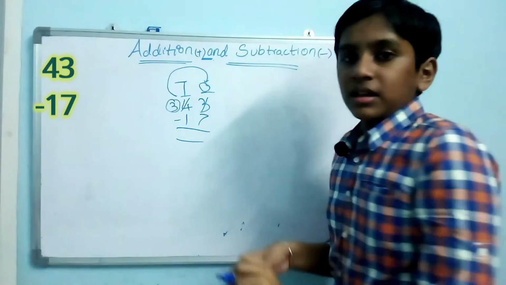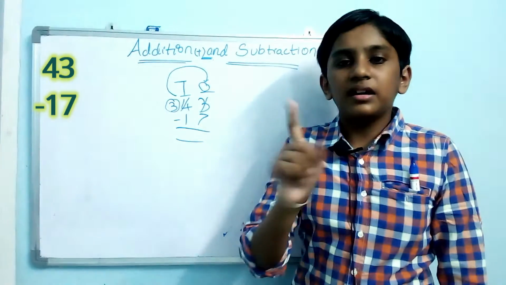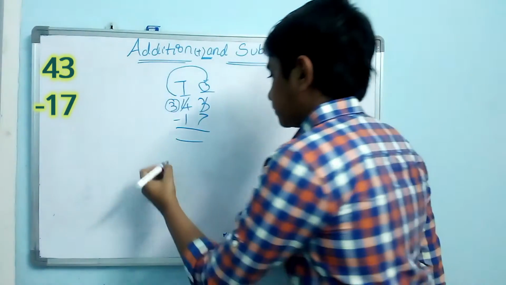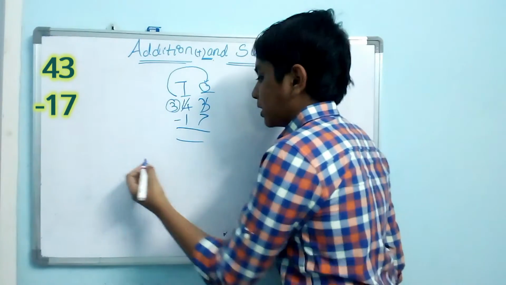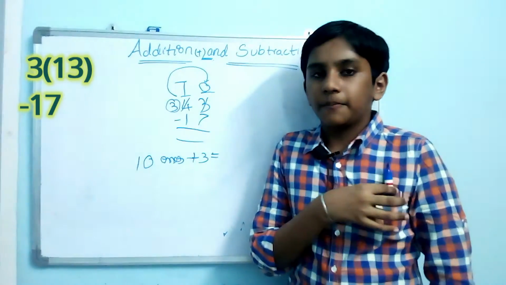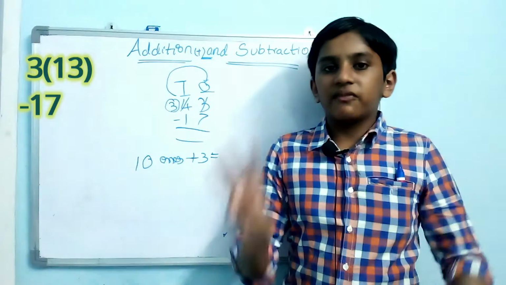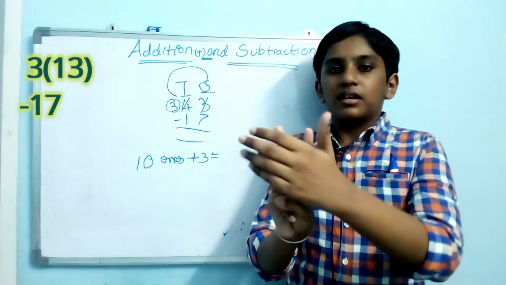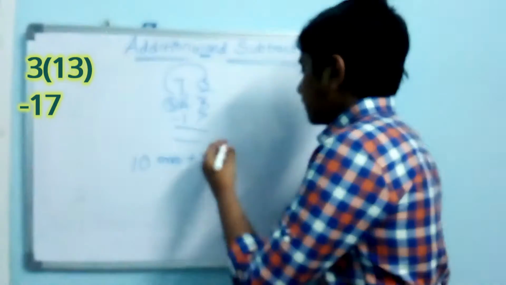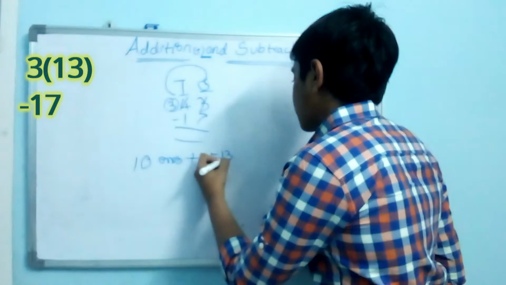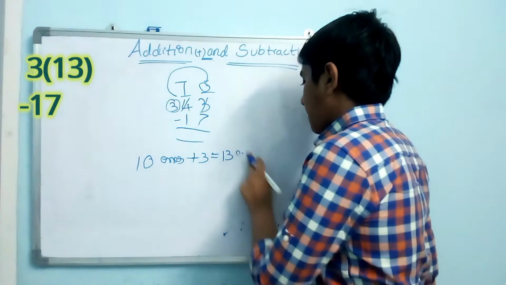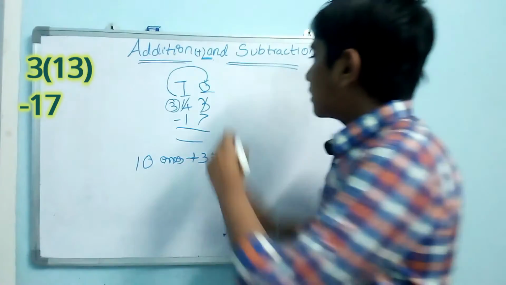Now my friends, if you remember, 1/10 is 10 ones. So my friends, we borrowed 1/10. 10 plus 3, we have to add. Keep 10 in your mind and 3 fingers up. After 10, 11, 12, 13. So my friends, 10 plus 3 is 13 ones. Now let's write here.